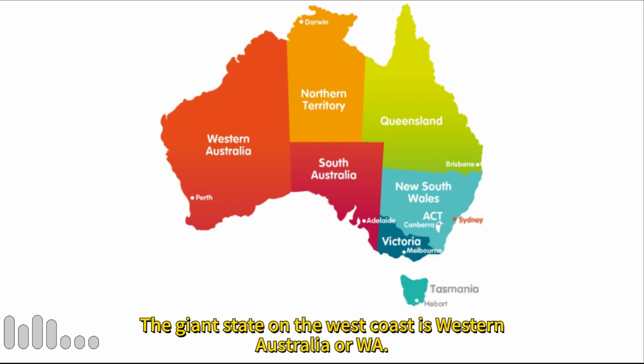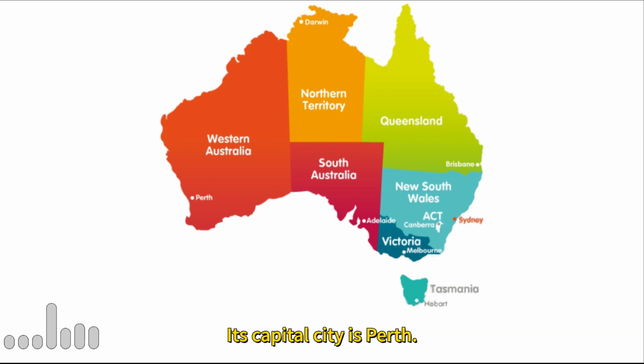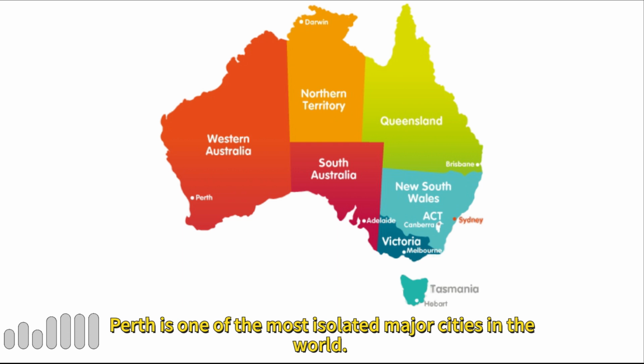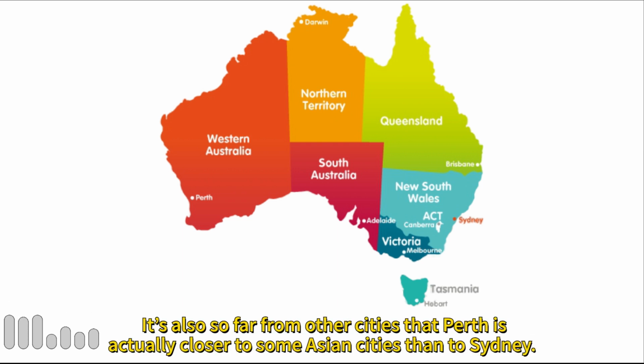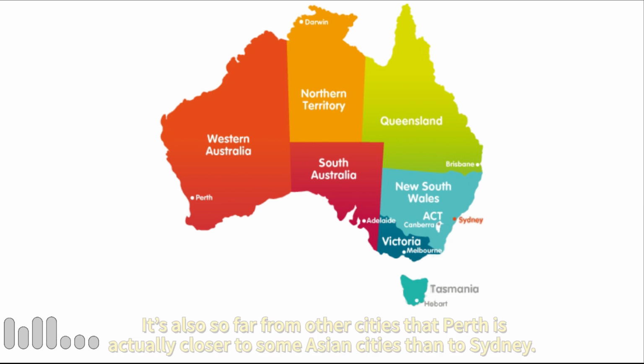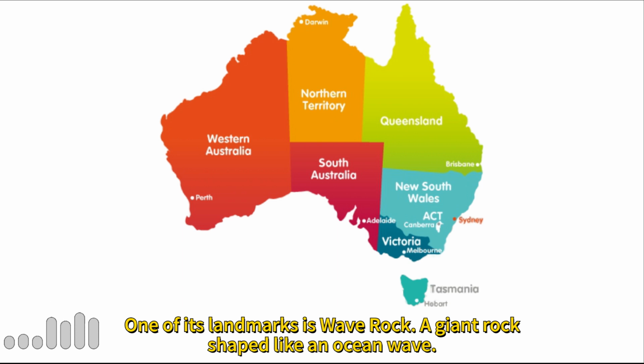The giant state on the west coast is Western Australia, or WA. Its capital city is Perth. Perth is one of the most isolated major cities in the world. It's also so far from other cities that Perth is actually closer to some Asian cities than to Sydney. One of its landmarks is Wave Rock, a giant rock shaped like an ocean wave.